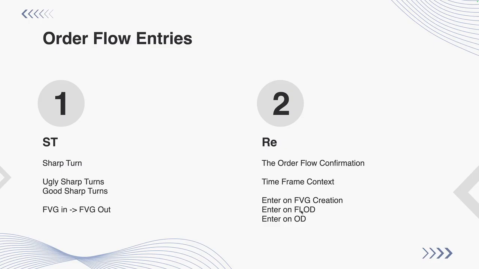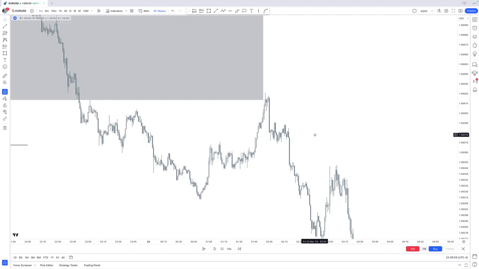Now, really quick, going back to the PowerPoint right here, we have gone over the sharp turn. Now we need to go over the RE. So what exactly is that RE? The order flow confirmation again. The time frame context, enter on FVG creation, enter on float, enter on OB. Let's go over that. So what exactly is the RE? After the ST, we get a RE, which is the order flow confirmation part.